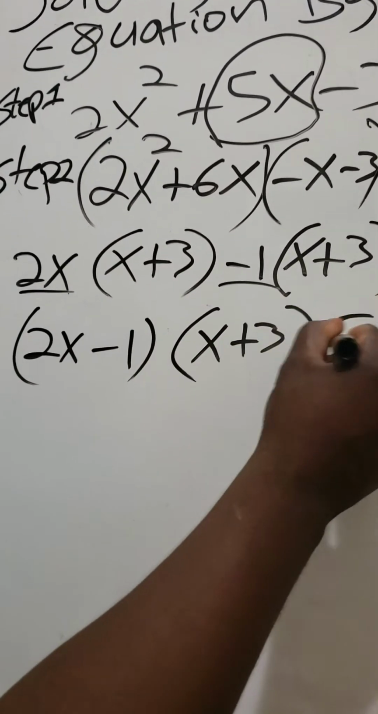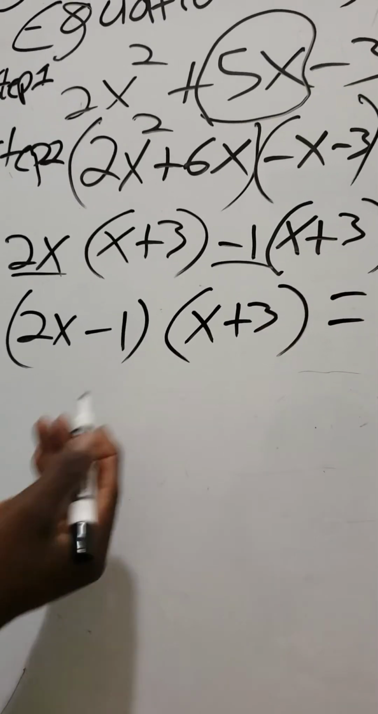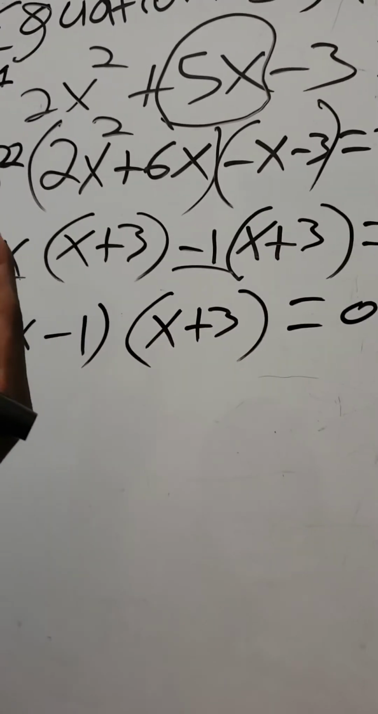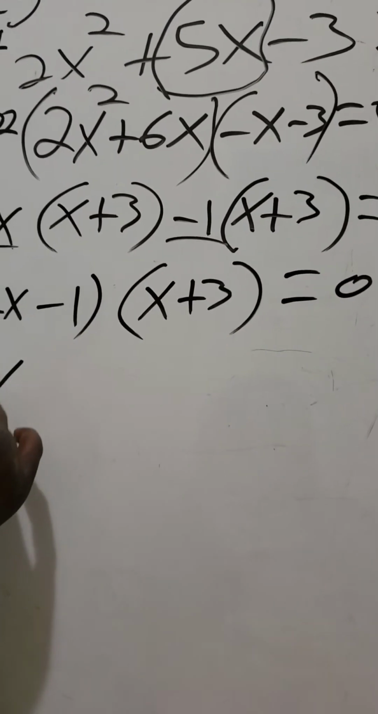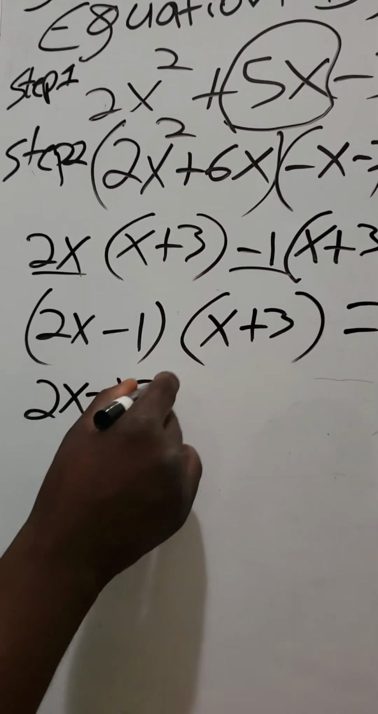But you obviously have to set it equal to 0, which is then step 3, if you want to think of it like this. You could set each parenthesis equal to 0.